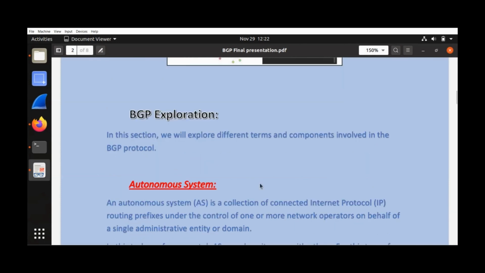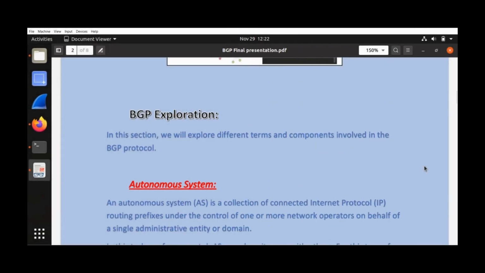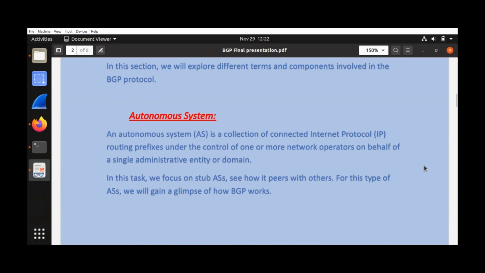BGP exploration. In this section, we explore different terms and components involved in the BGP protocol. First of all, we'll talk about autonomous systems. An autonomous system is a collection of connected internet protocol routing prefixes under the control of one or more network operators on behalf of a single administrative entity or domain. So in this task, we focus on stub autonomous systems. We will see how it peers with others. For this type of autonomous system, we will gain a glimpse of how BGP works.